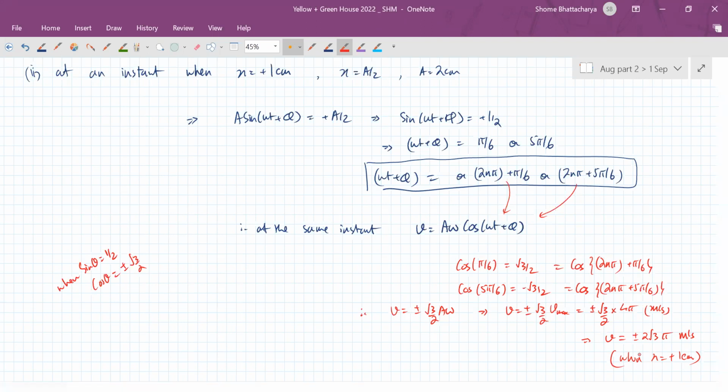Now use this exact same method to also figure out what will be the acceleration. Acceleration is actually easier, okay, because there's a more direct relationship for acceleration.